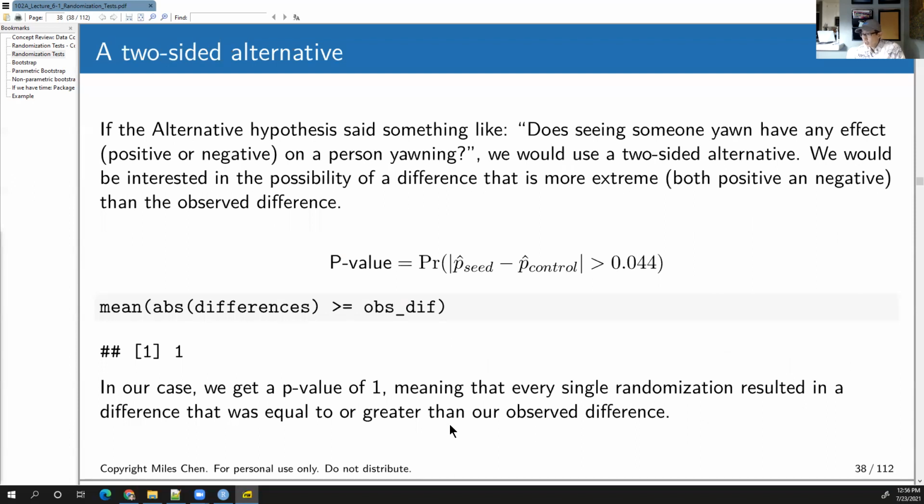If the alternative hypothesis were something like, does seeing someone yawn have any effect, a positive or negative effect on a person yawning? It would be interesting if you see someone yawn and that reminds you, oh man, I've got to be careful not to yawn, and so you avoid yawning. So it's possible that seeing someone else yawn actually reduces your chance of yawning. And if that were the case, you would be interested in both of the outcomes. Does it increase or decrease your chance of yawning?